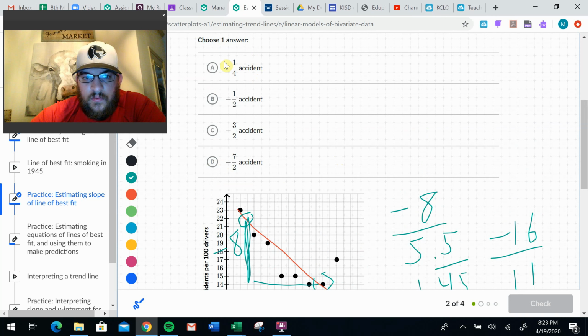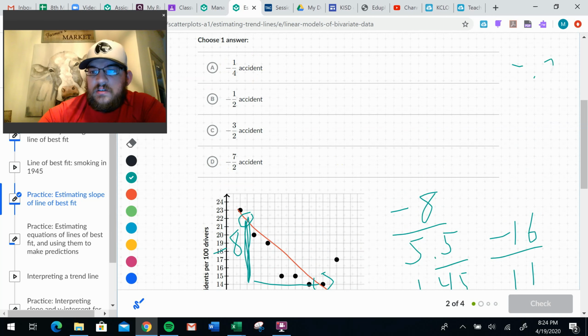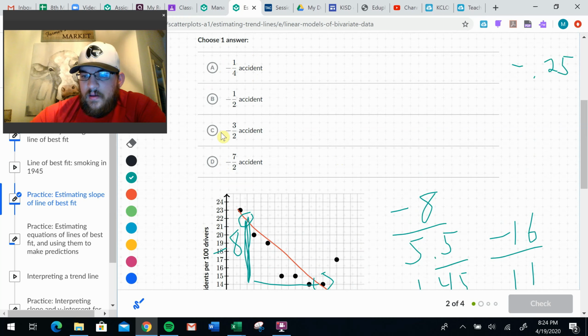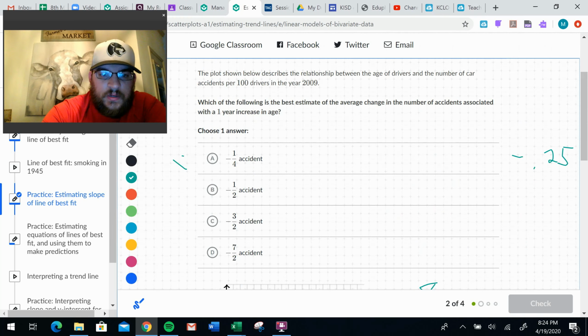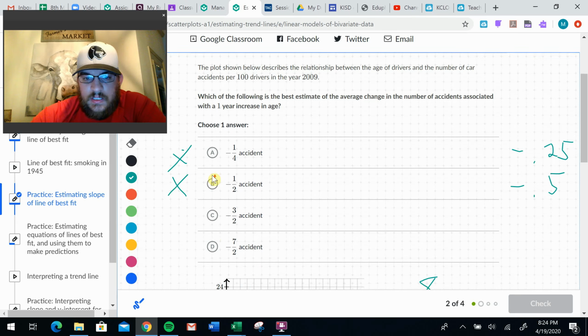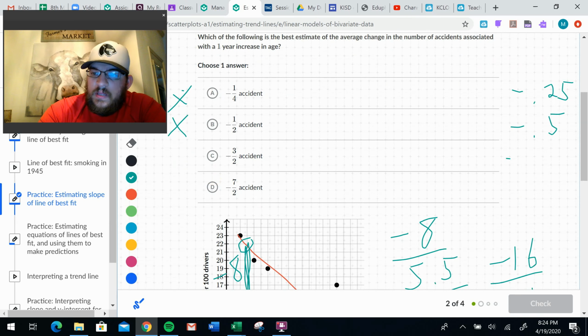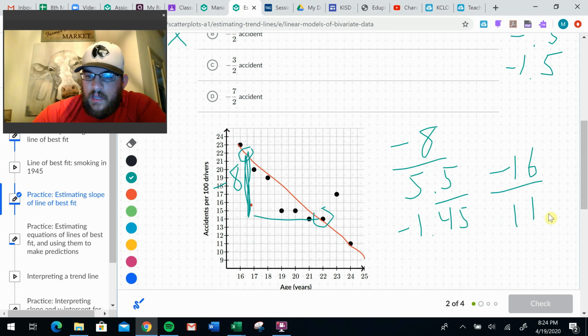we can see A, negative 1/4. Well, if we change that to a decimal, that's going to be negative 0.25. That's not very close to negative 1.45. So I don't think A is going to be a correct answer choice. B, negative 1/2 would be negative 0.5. Again, not close to what we got. Not a correct answer choice. Negative 3/2 would be negative 1.5 if we convert it to a decimal. Well, negative 1.5 is pretty close to negative 1.45, right? So that most likely is going to be our correct answer choice.